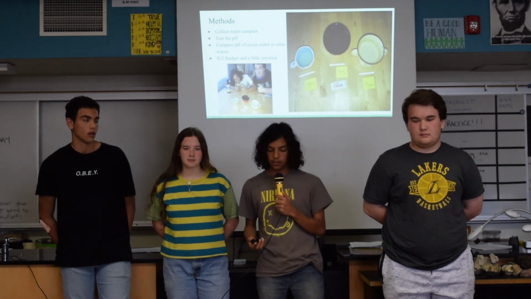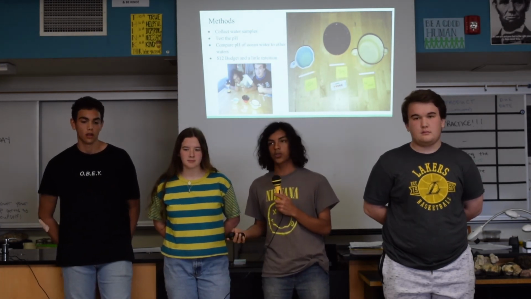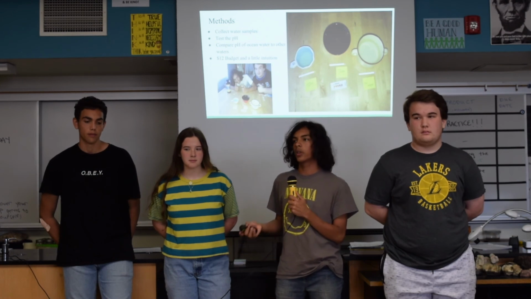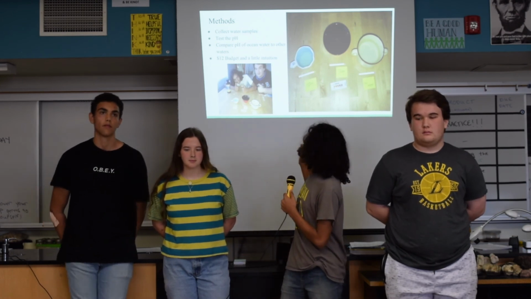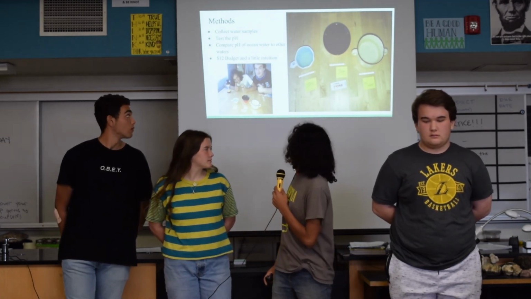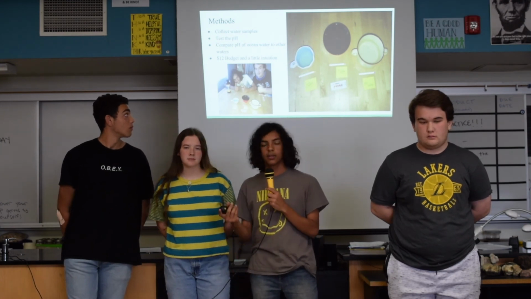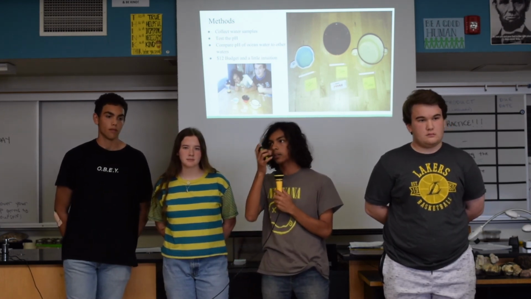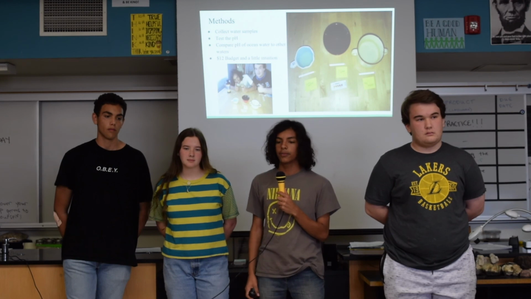So because water is neutral on the pH scale, it should be at about a 7, and the colors represent the differences. I don't know if you guys can really see it, but as you can see, the seawater is clearly leaning more towards the acid side.